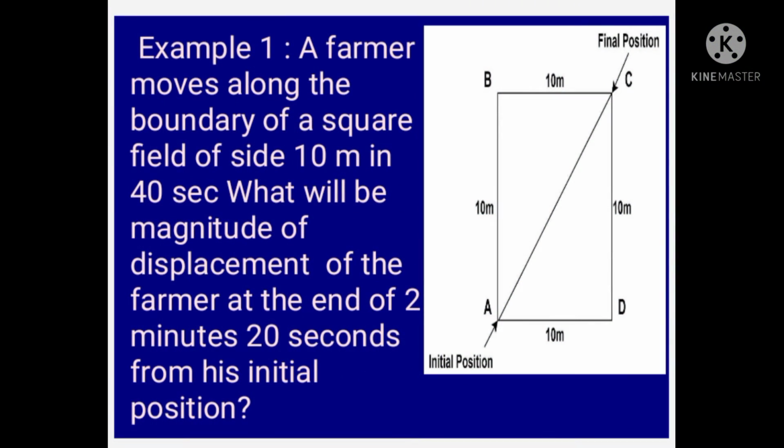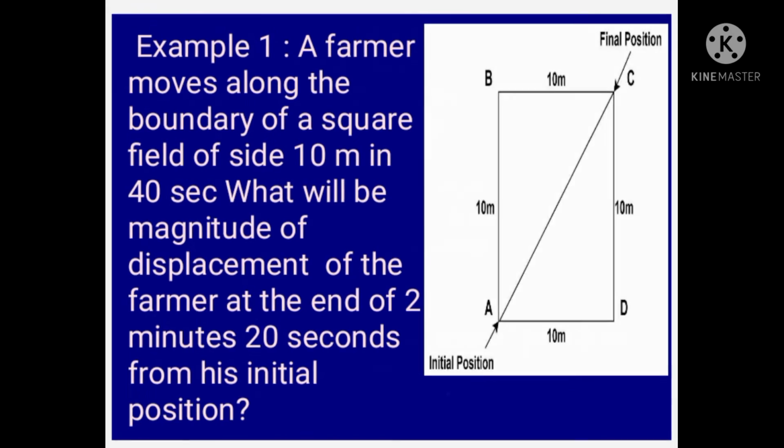Next, we are going to solve some problems related to velocity, speed and acceleration. The first question is: a farmer moves along the boundary of a square field of side 10 meter in 40 seconds. What will be the magnitude of displacement of the farmer at the end of 2 minutes 20 seconds from his initial position?